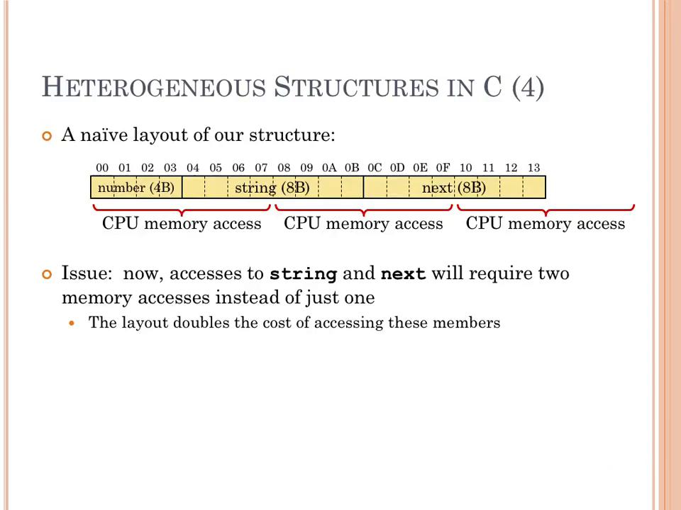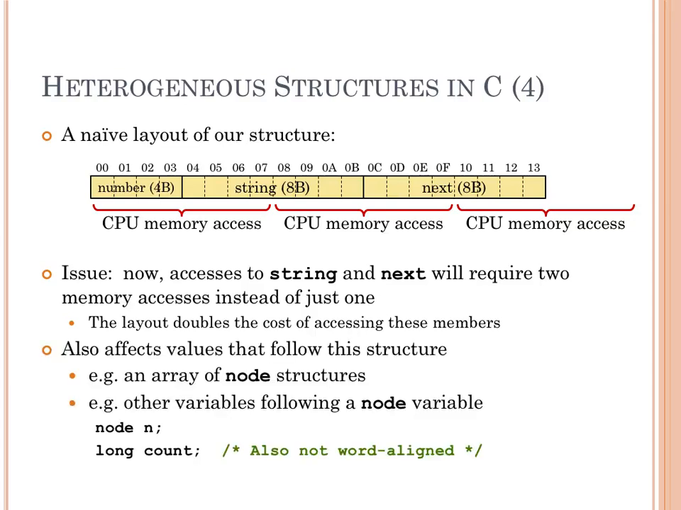So this is the issue that we run into. Accesses to string and next become 2 reads instead of just 1 read. Okay? So shockingly, we actually have doubled the cost of accessing our data structure. Now, it's a little tiny amount, and double that is still a little tiny amount, but this accumulates over time, and so you have a computation that can be very slow because of all these little wastes. We'd like to not lose that space. Now, if you have other values that either precede or follow this struct, now their alignment is messed up too.